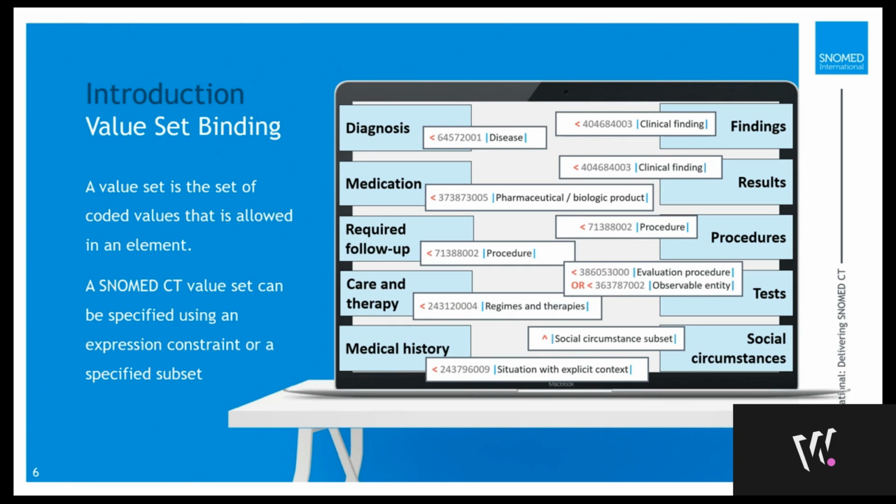And when you link a data item to a specific set of values acceptable for that data item, you are performing the kind of terminology binding which we refer to as value set binding. A value set specifies a set of codes that can be used in a specific context or data item. And as shown in this slide, a SNOMED CT value set may be specified intensionally using an expression constraint, such as the descendants of disease, but it may also be specified extensionally, as exemplified here, where you have enumerated a specific set of concepts to be included in a social circumstances subset.